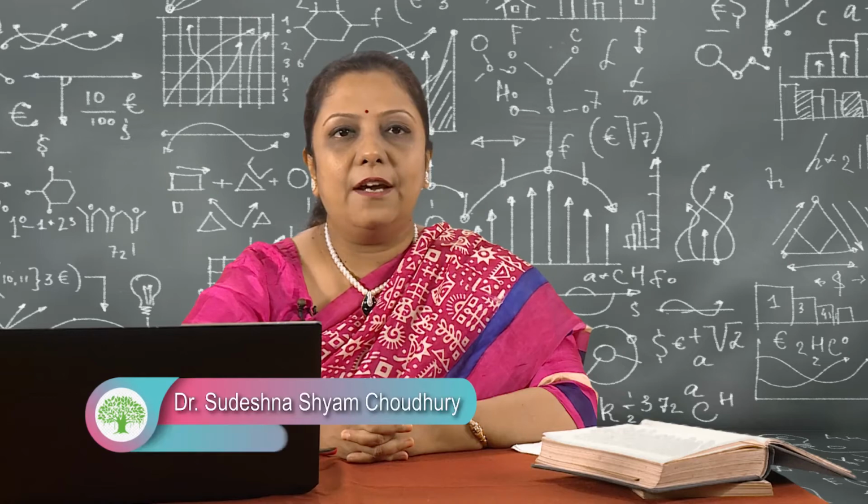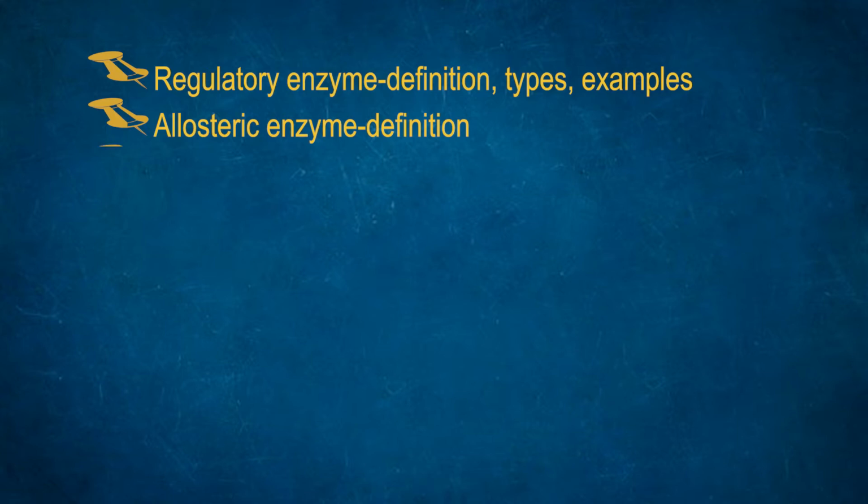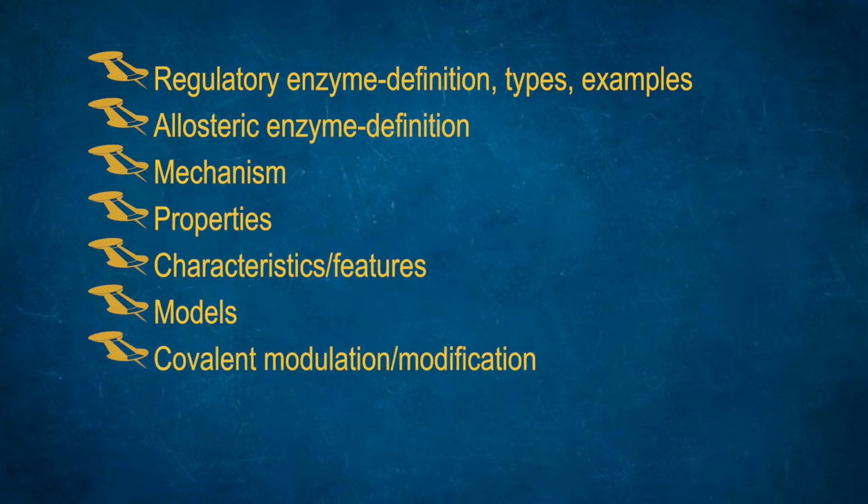Viewer, today I will discuss allosteric enzyme principle and mechanism. I will talk about the regulatory enzyme: definition, types and examples. Then allosteric enzyme: definition, mechanism, properties, features, characteristics, models, covalently modulated or modified enzyme, as well as protein processing.